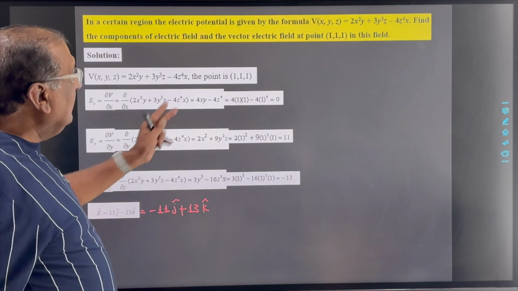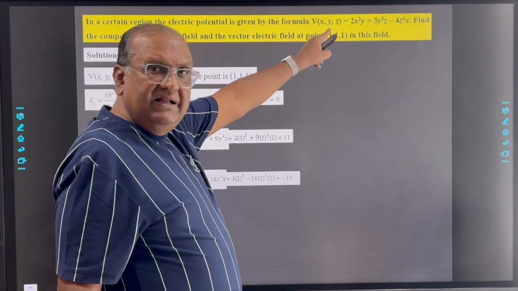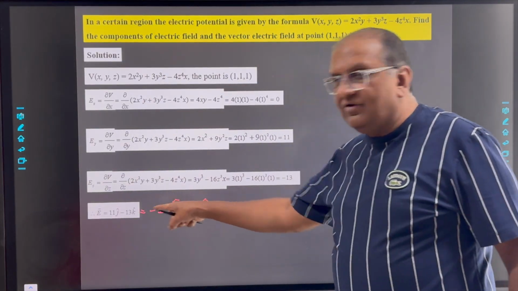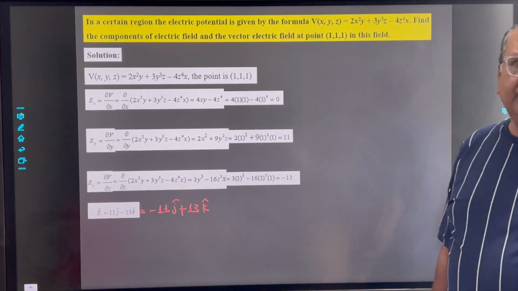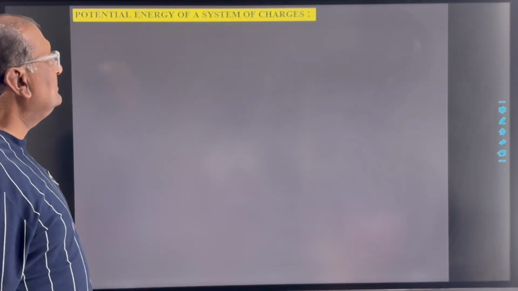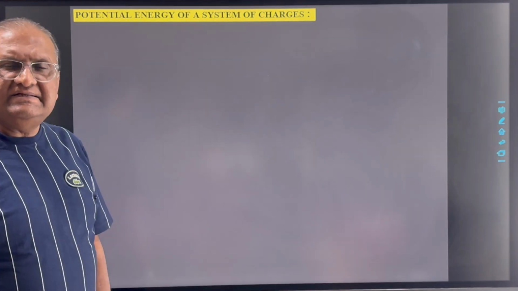So here, with the help of a scalar quantity, you will obtain the vector quantity. Clear to all of you? Now the next topic is the potential energy of a system of charges.